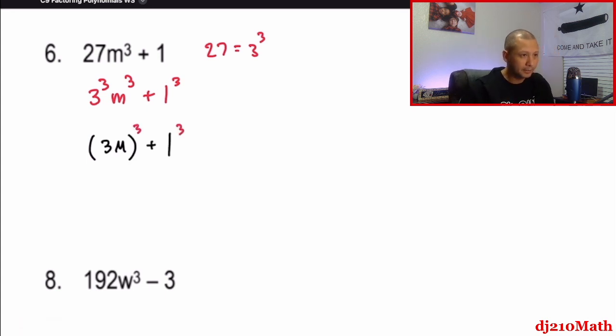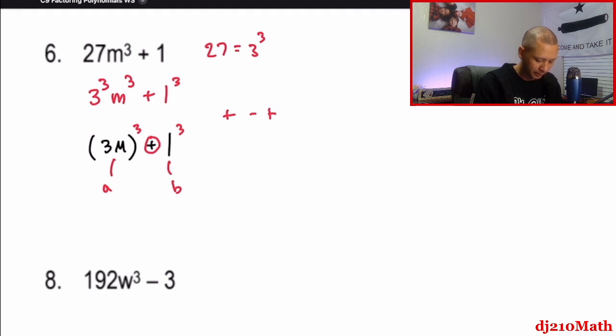Okay, we have a sum of cubes again. So 3m is going to be our a. 1 is going to be our b. And this is a sum, right? So plus, minus, plus. Let's try to get it right on the first try. So we got 3m plus 1, a squared. So 3m squared. So 3 squared is 9, m squared, minus a times b. That's 3m, plus b squared, which is 1.